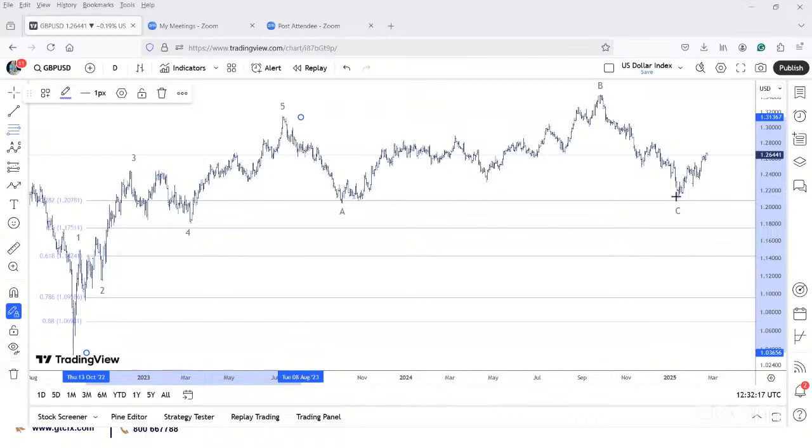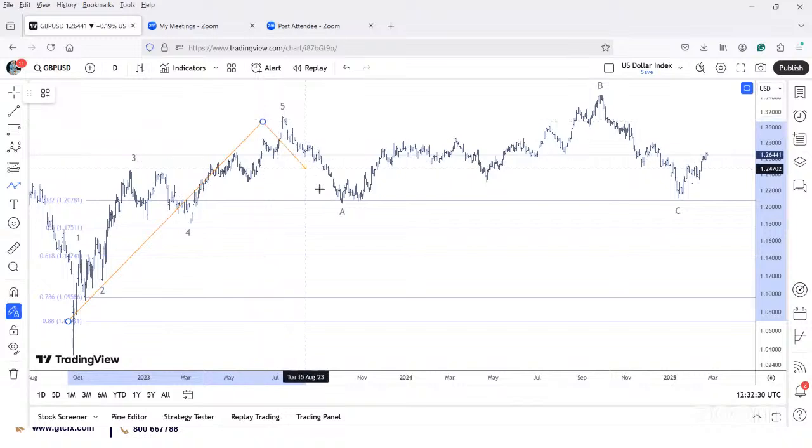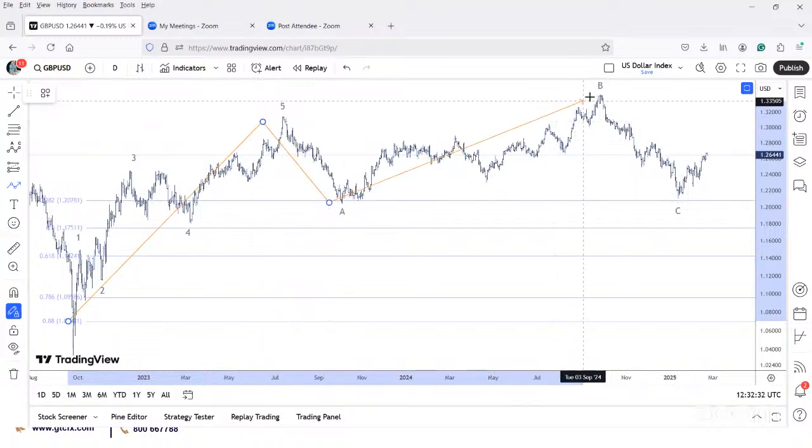All right. So having said that, the larger degree trend is firmly on the north side, with a neat little expanded flat or running flat structure. It's a WXY combination.